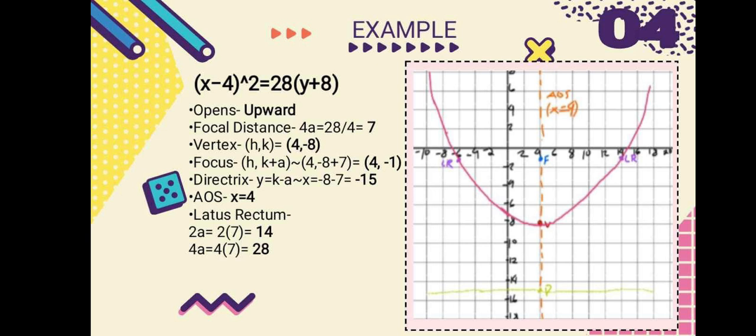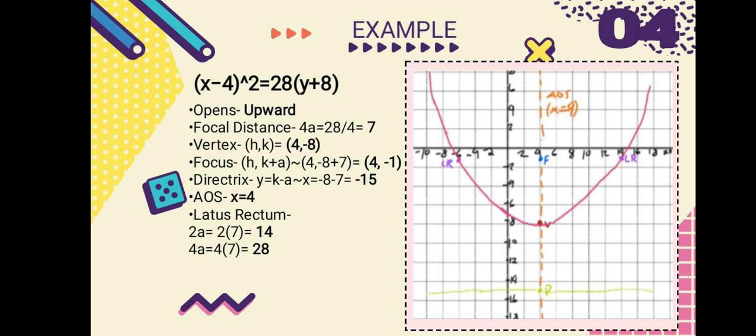Next is focus. To get the focus, we have here the formula h and k plus a. The h remains the same. We do not multiply it, only the k plus a. It remains the same. So, what is our h, which is the x? It is positive 4. So, that is the 4 here. Next is, we add our k and the focal distance. So, what is our k? K is negative 8, while our focal distance is positive 7. So, negative 8 plus 7 is negative 15.